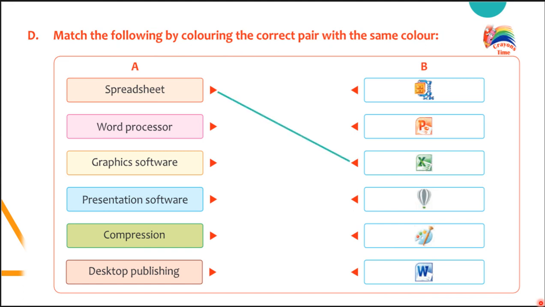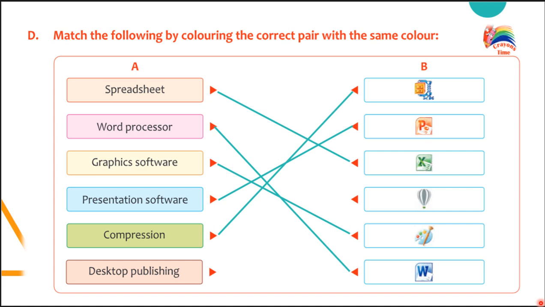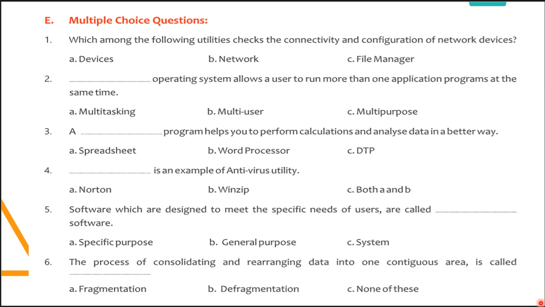Spreadsheet. This is the option, our Excel sheet. Word processor, our MS Word software. Graphics software is the paintbrush. Presentation software, MS PowerPoint. Compression software, the first one. Desktop publishing software, CorelDRAW.